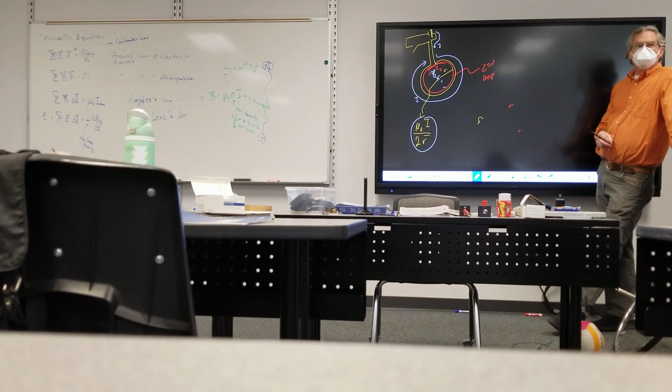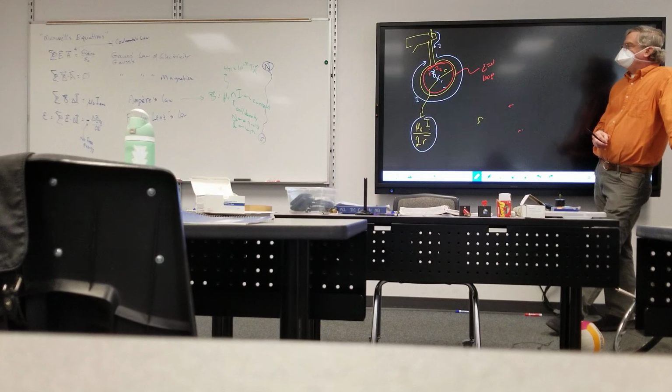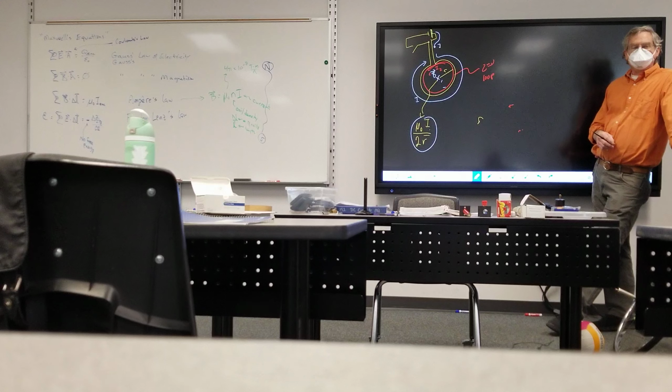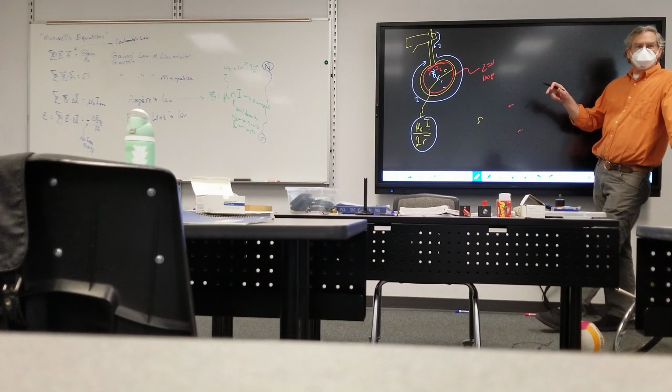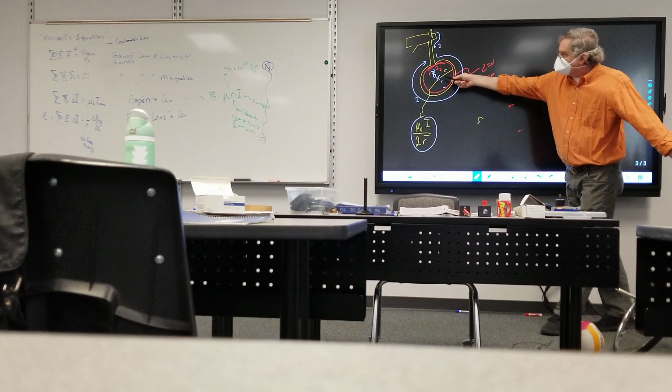You mean it's going counterclockwise? So the current would be flowing counterclockwise to create a magnetic field that opposes the gain of the white magnetic field.